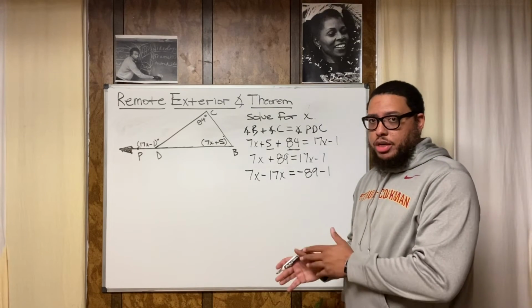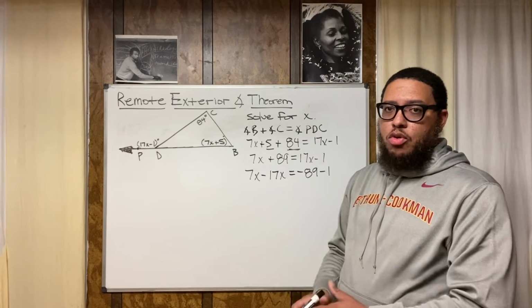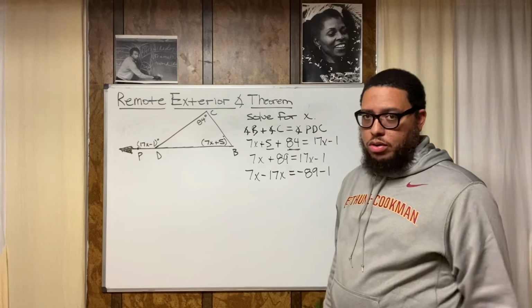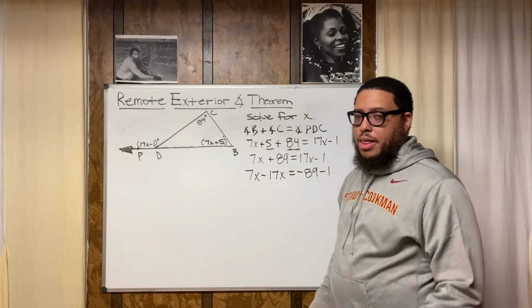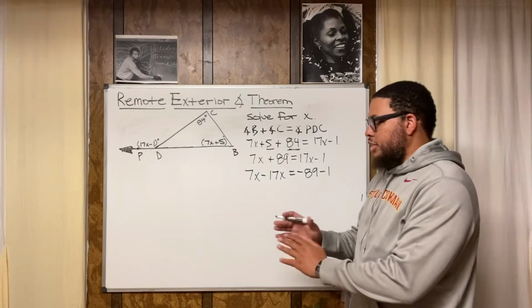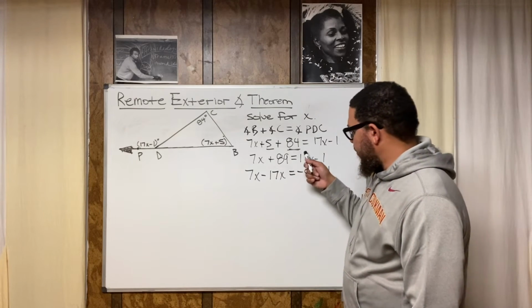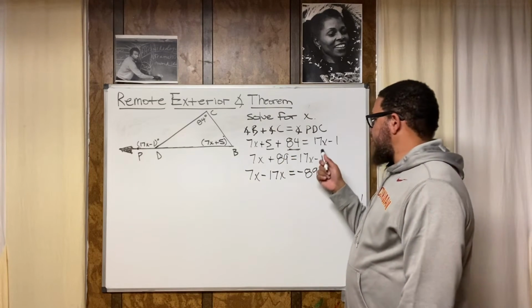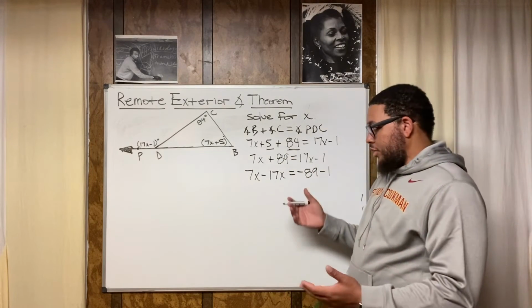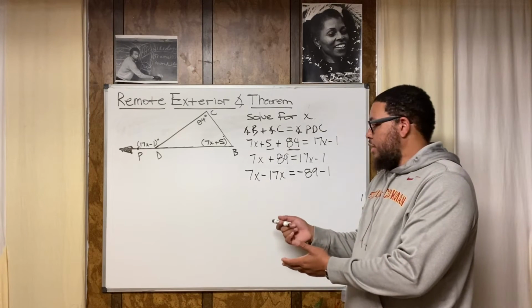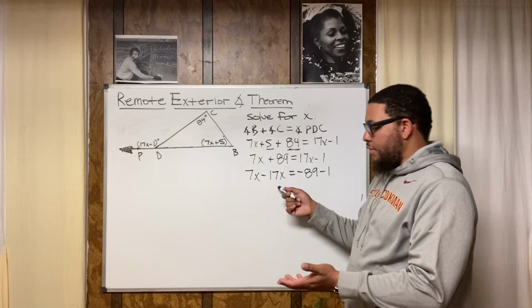If you use this math trick, don't forget to change the sign. If you forget, your answer is going to be wrong. Otherwise, just do it the standard way: minus 17x on the right, minus 17x on the left, minus 89 on the left, minus 89 on the right. That's basically what we're about to do anyway. That's why I said this is a shortcut, because you end up doing 7x minus 17x anyway.